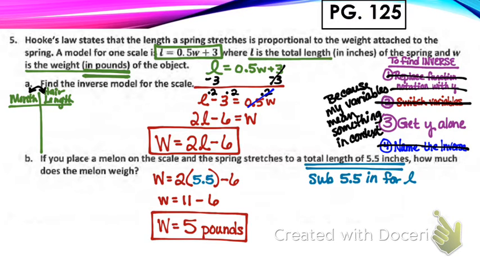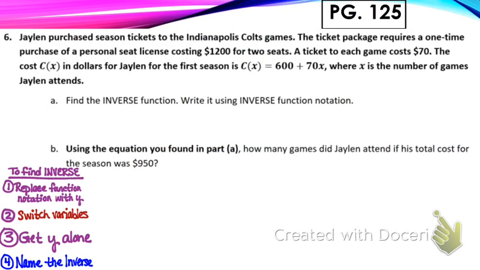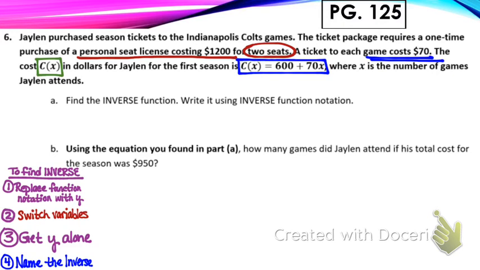Cool. I want to look at one more problem. Jalen purchased season tickets to the Indianapolis Colts games. The ticket package requires a one-time purchase of a personal seat license costing $1,200 for 2 seats. A ticket to each game costs $70. The cost, C of X, in dollars, for Jalen for the first season is C of X equals 600 plus 70X. So I want to talk about this for just a minute.